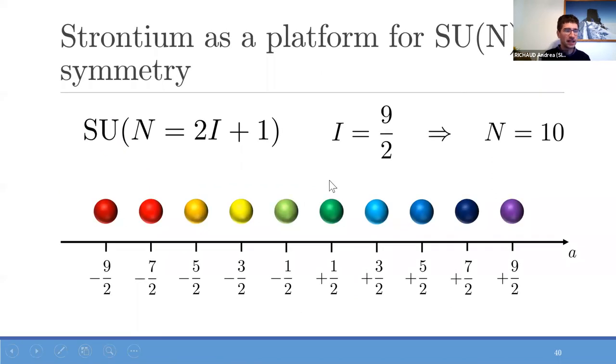In the case of strontium, I is equal to nine halves. And so this gives us 10 possible different flavors that you can see depicted here. So different colors of fermions that can be obtained. And of course you can work with just a subset of them, but in principle you are offered the 10 of them.